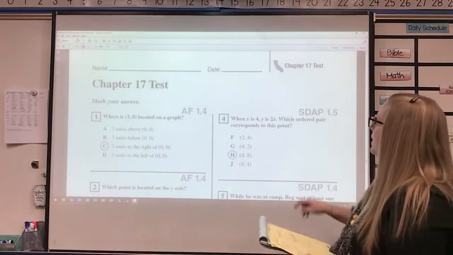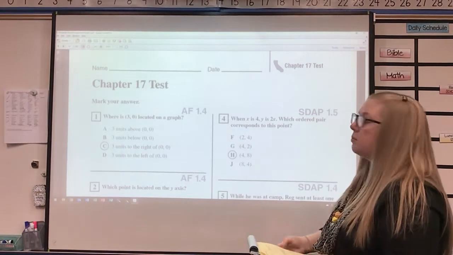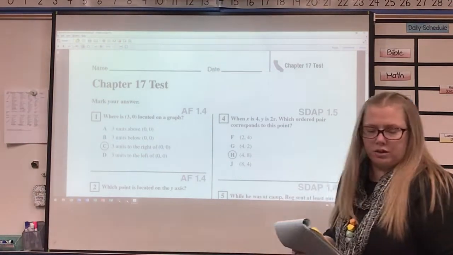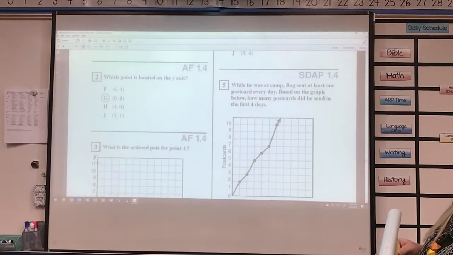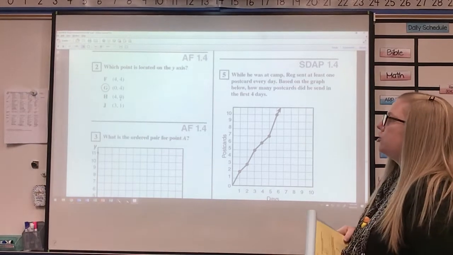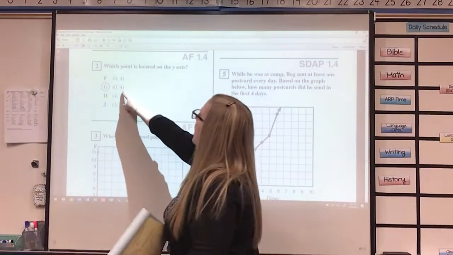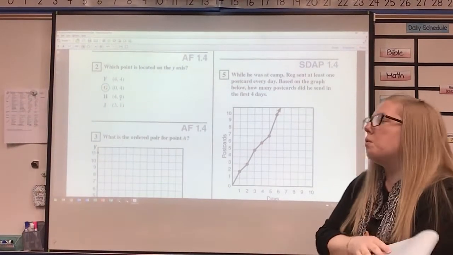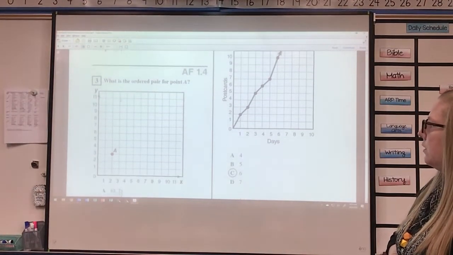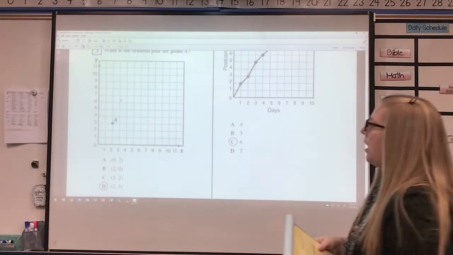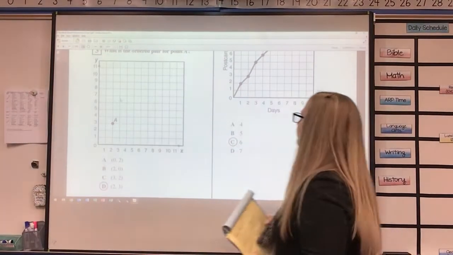And number 4 is when x is 4, y is 2x, which ordered pair corresponds to this point? You should have gotten H. Number 2 is G. Which one is located on the y-axis? Of course, the one that has the 4 in the y spot in your ordered pair. Number 3 is D. I go 2 to the right and 3 up, so it is 2, 3.